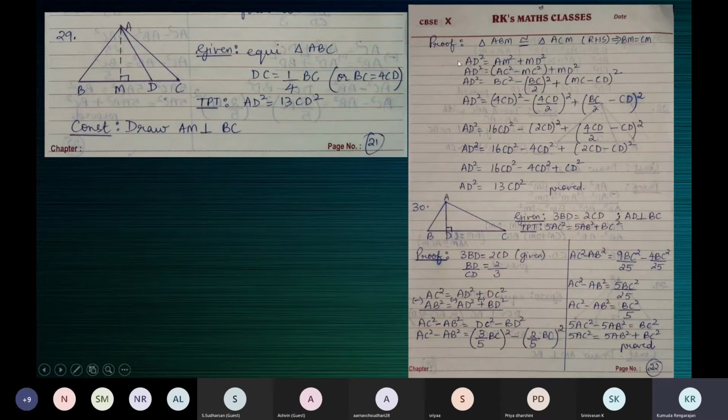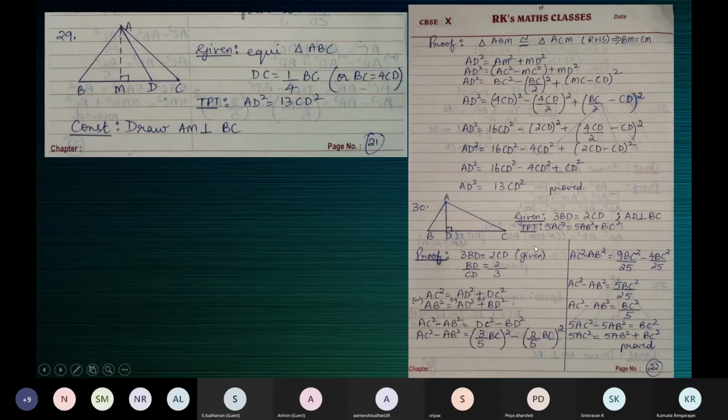We write AD square, the first one AD square from a right triangle, and this AM square we replace using a different right triangle. You should not use the same right triangle. All right, children. See the next one.